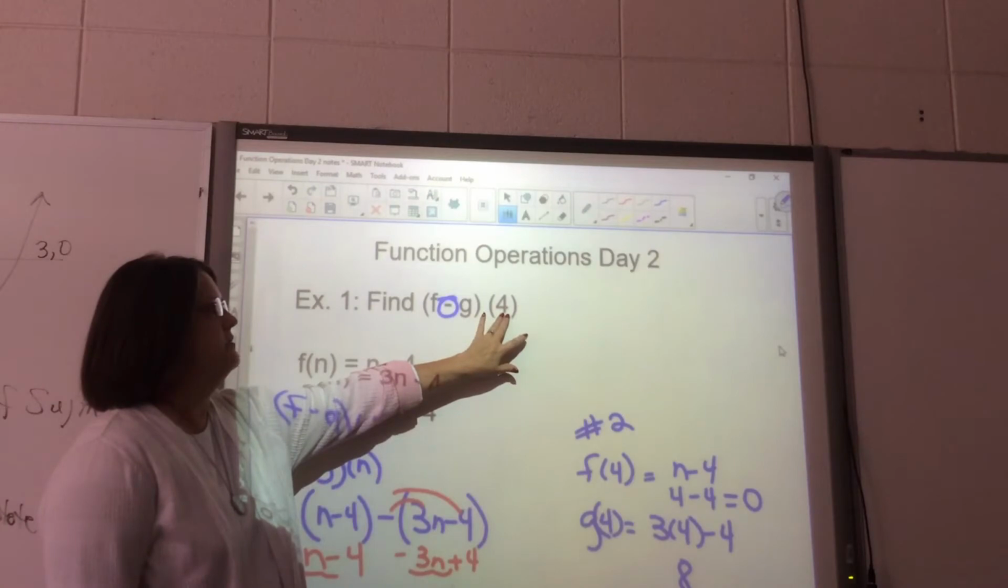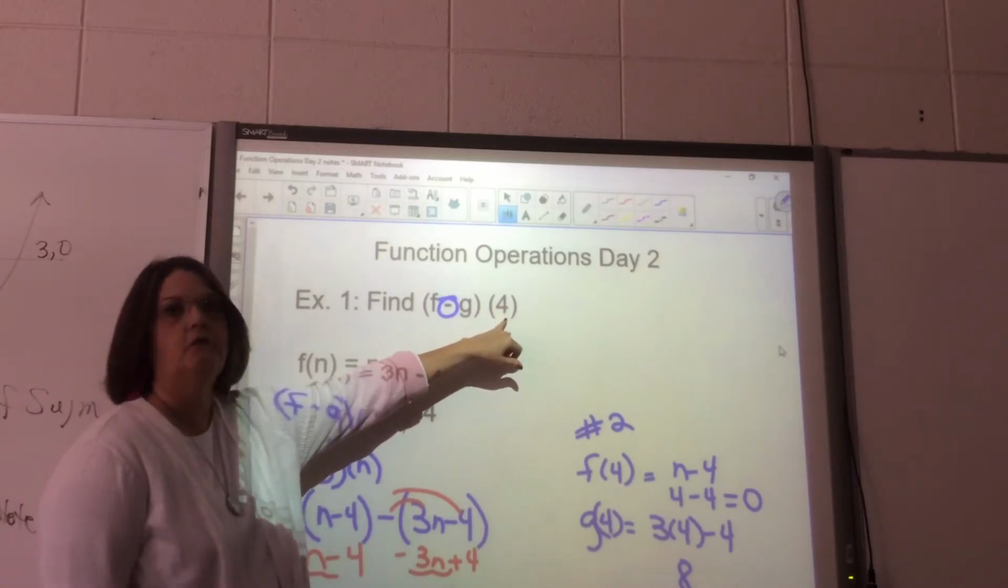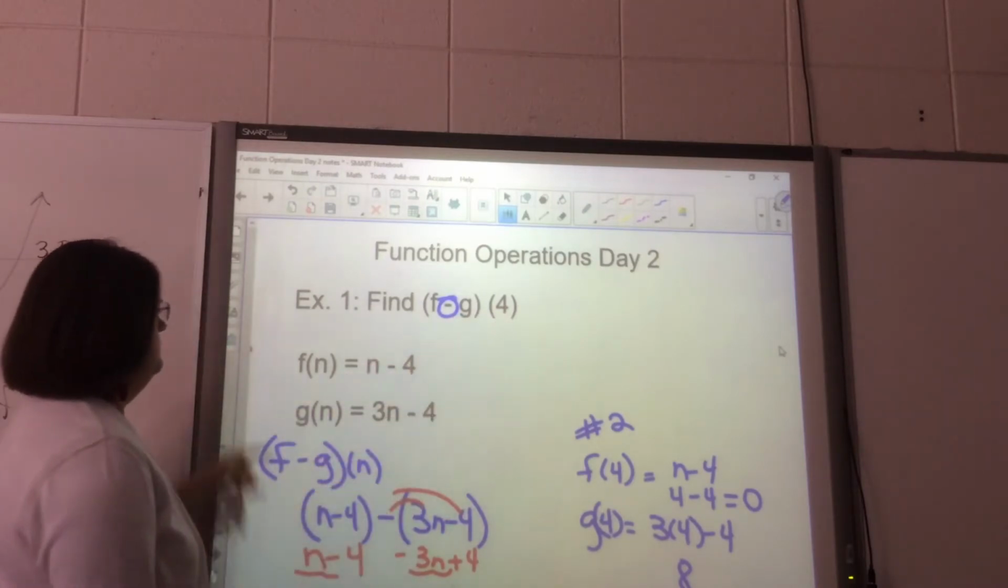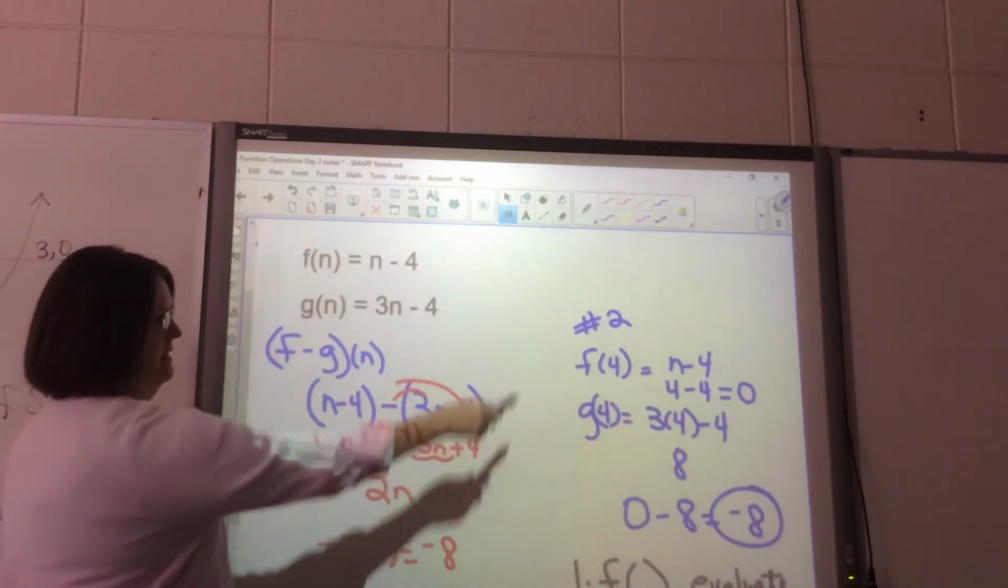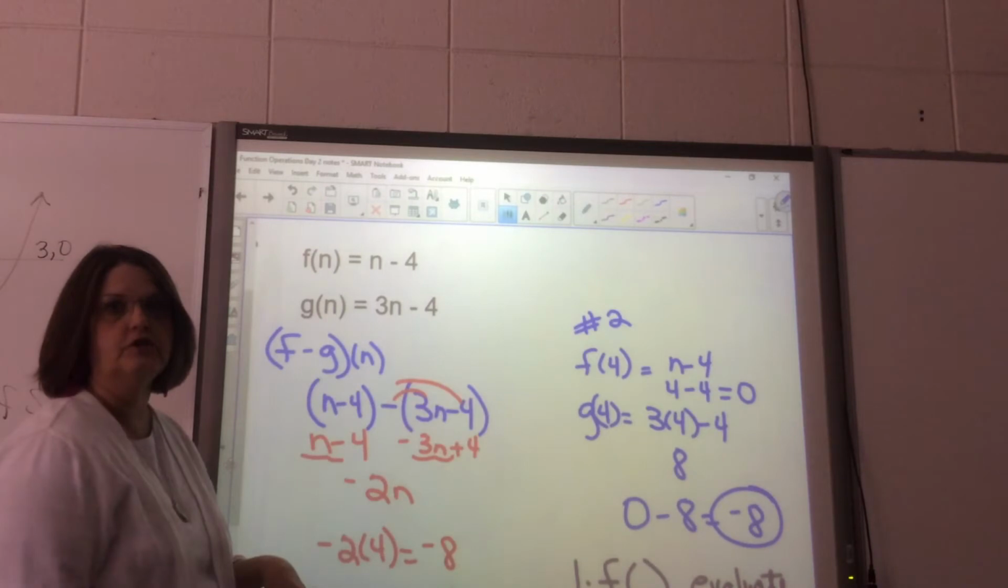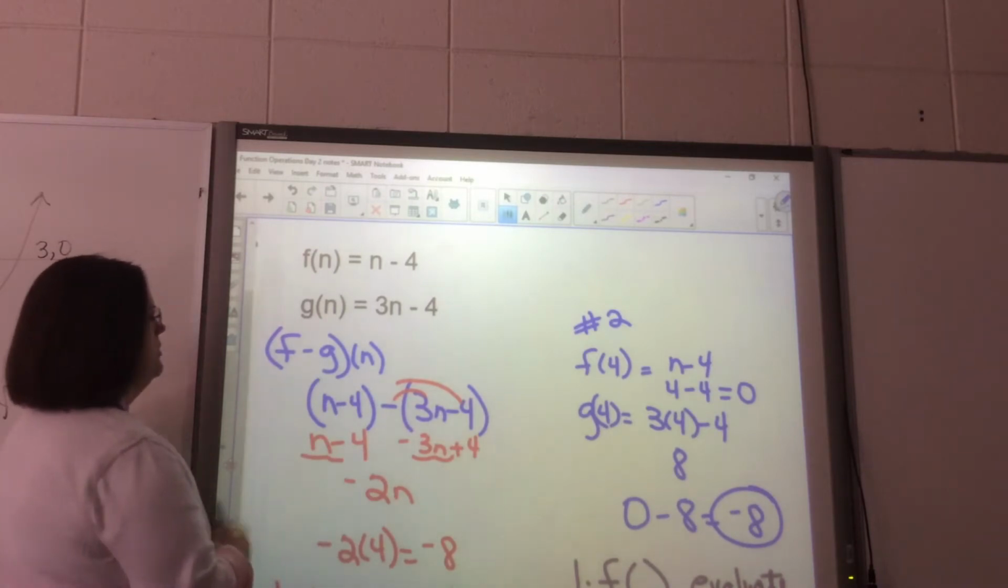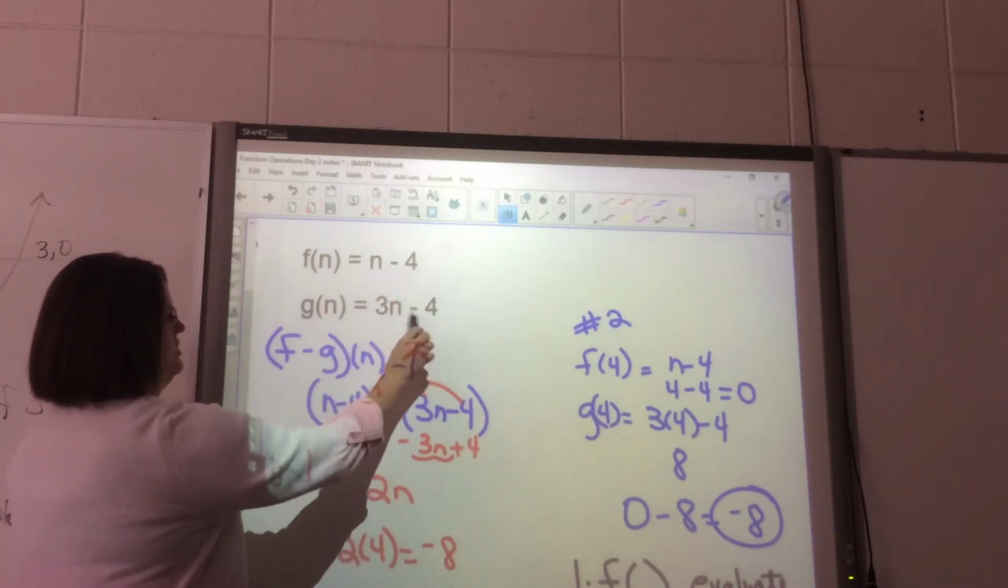So this says f minus g of 4. What you're going to do is take f minus g first. This is one way of doing it, and then that's the second way. I've got two methods, and you can choose your method. But we're going to do f of n minus g of n.